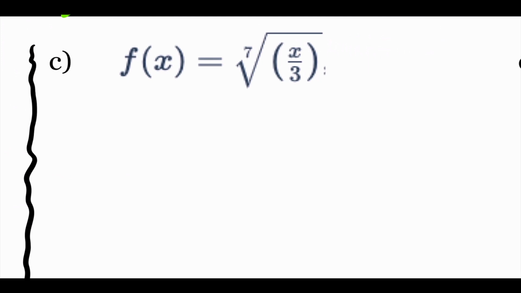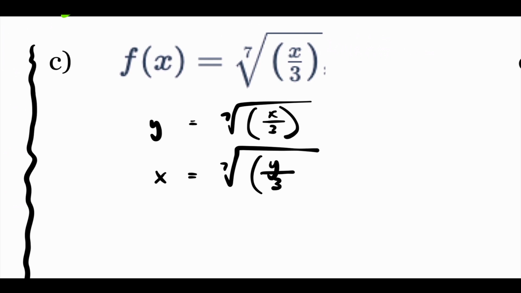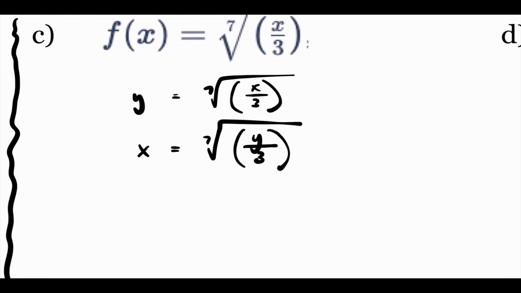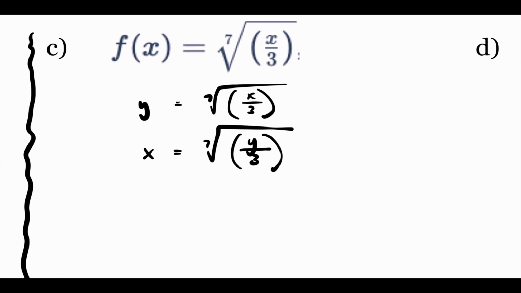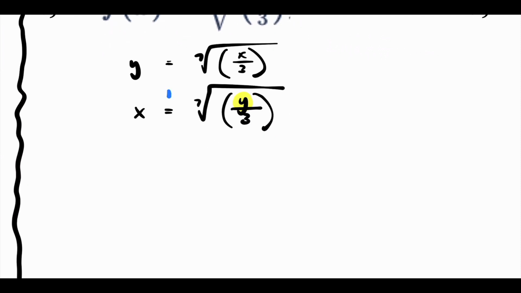Look at this guy. This guy's got a root. It's kind of like a square root, but it's 7th root. Okay? So first step, change it to y. Then switch x and y. It's a little buried. Y is a little buried in there. So how am I going to get y out? Well, you're going to do the opposite, just like we've been doing.